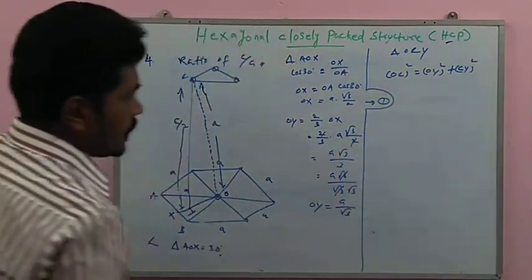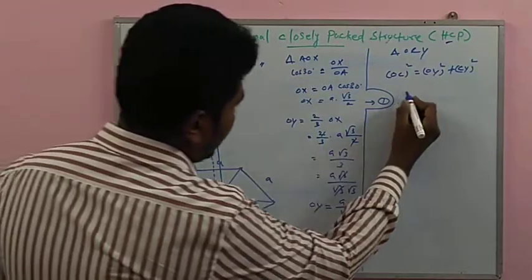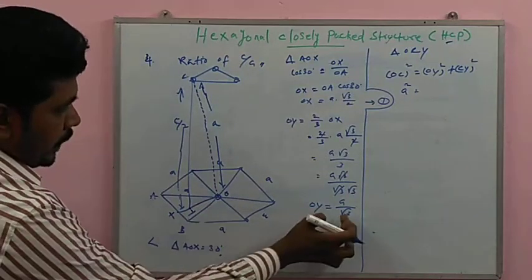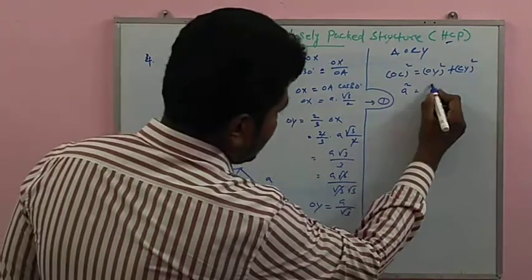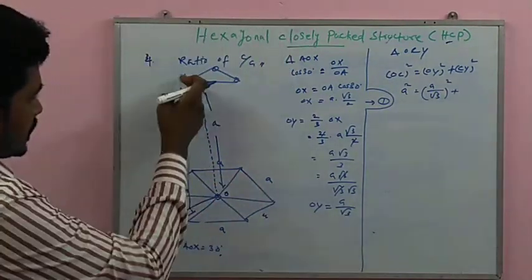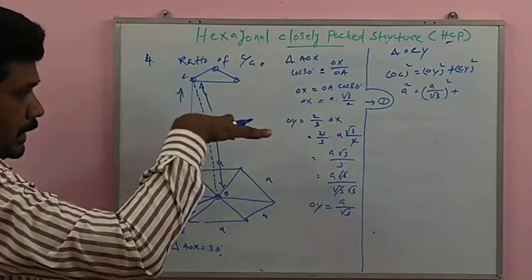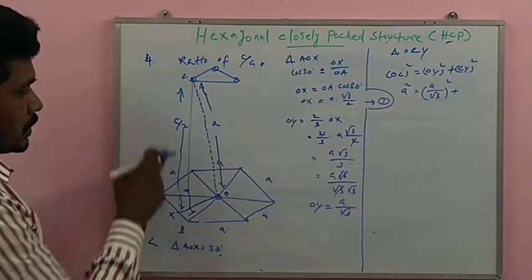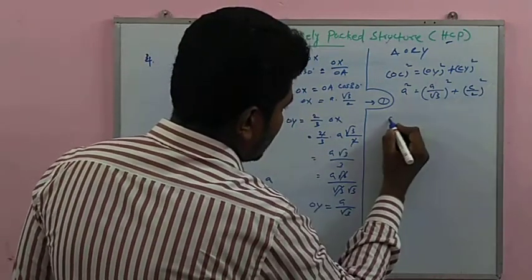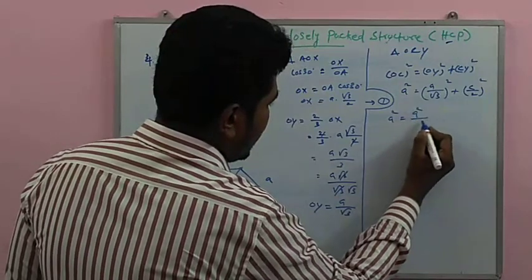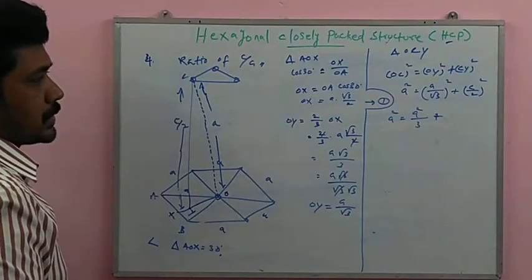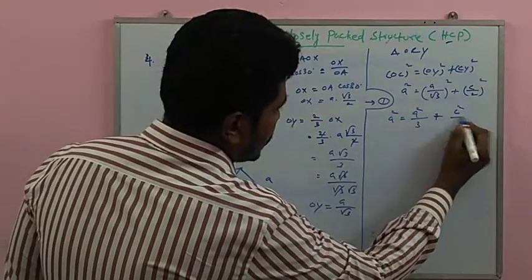OC we already know is equal to A. So A square is equal to OY square, where OY is already found out to be A by root 3, so A by root 3 whole square, plus CY. CY is the middle layer to bottom layer, that height is equal to half C, so C by 2 whole square. So A square is equal to A square by 3, because root 3 whole square is equal to 3, then plus C square by 4.